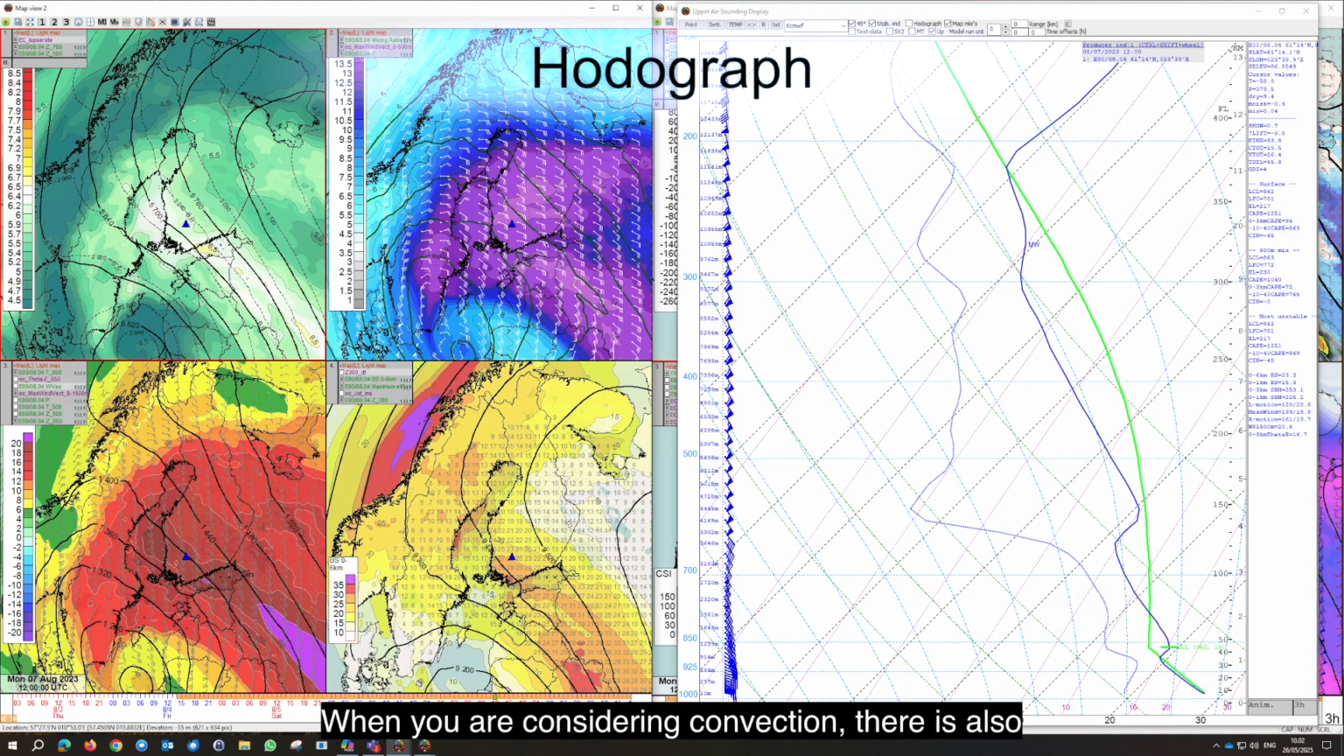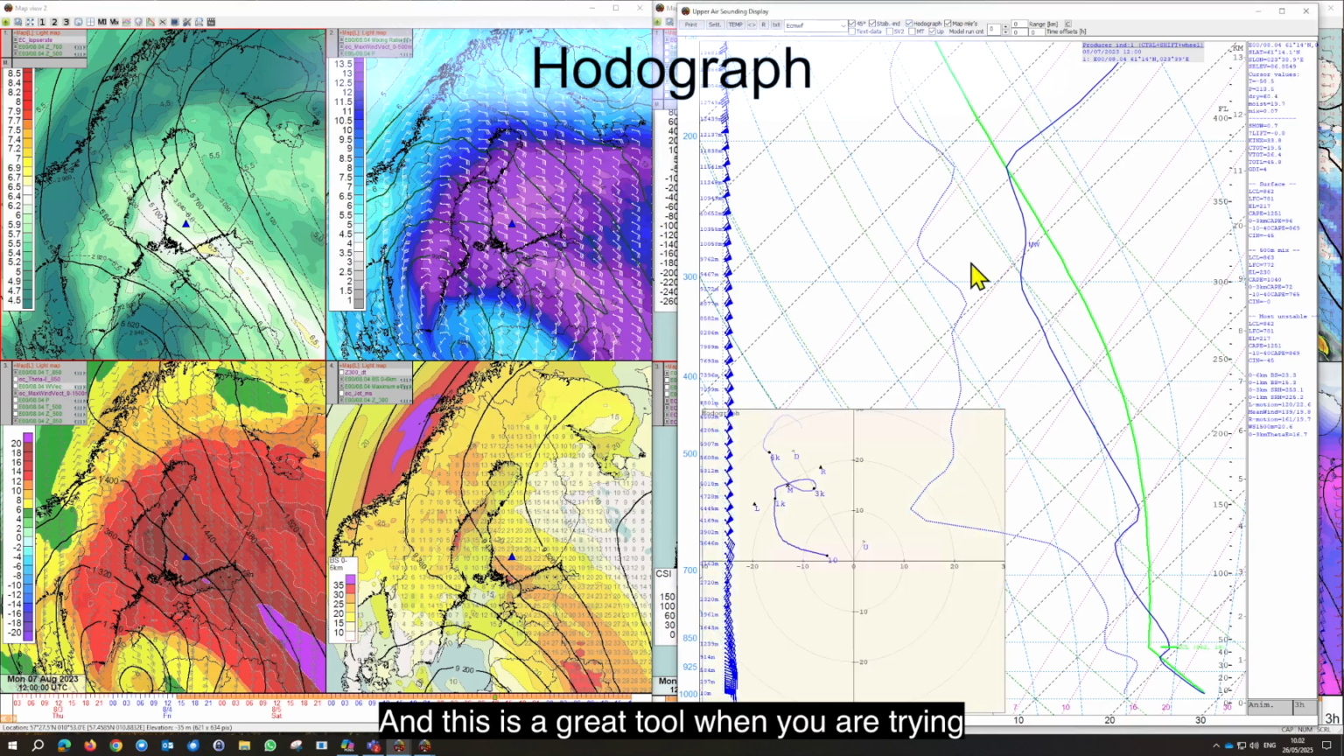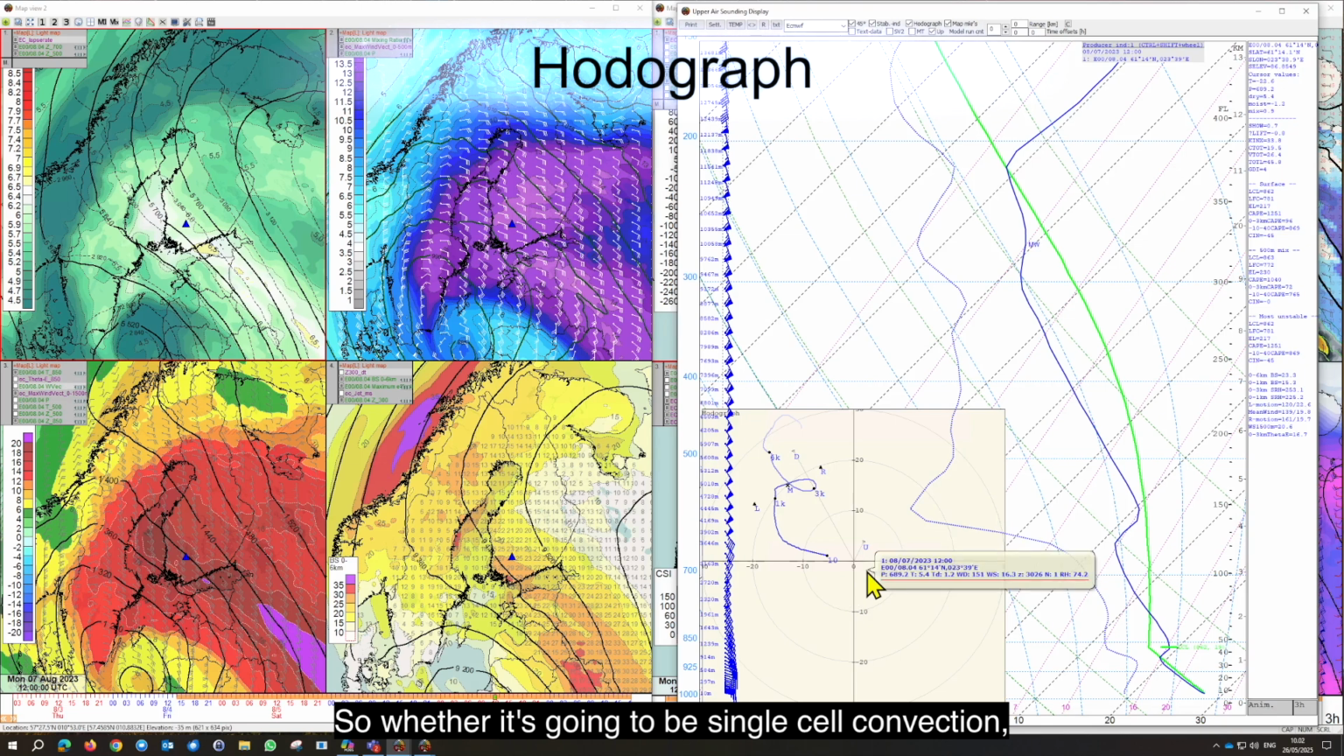When you are considering convection, there is also an option called hodograph available on SmartMet. And this is a great tool when you are trying to forecast the convective mode, for example. So whether it's going to be single cell convection, multi-cell convection, or even supercell convection.